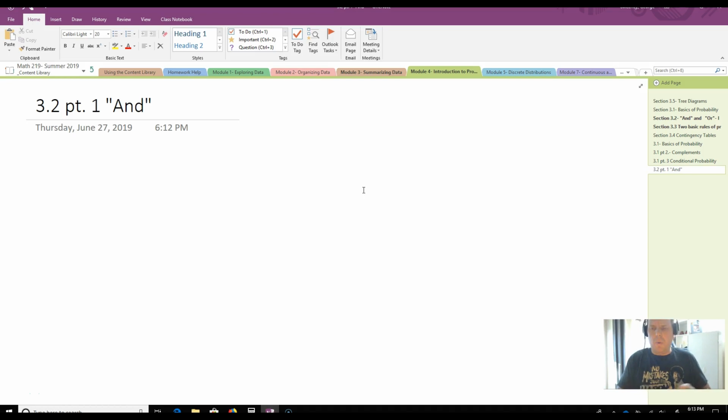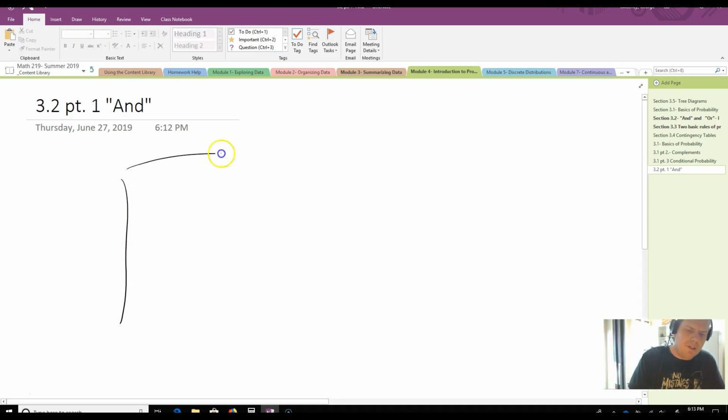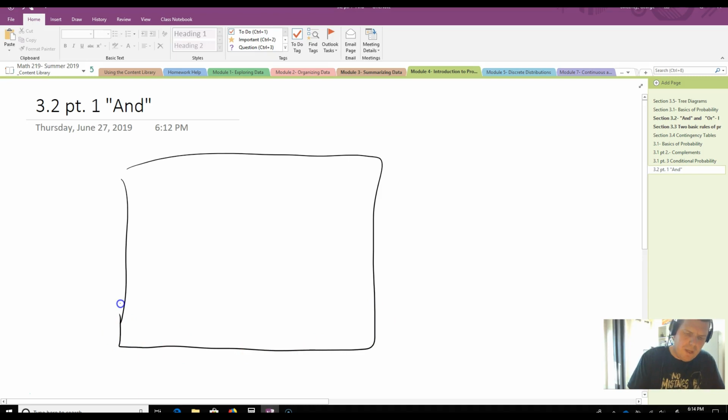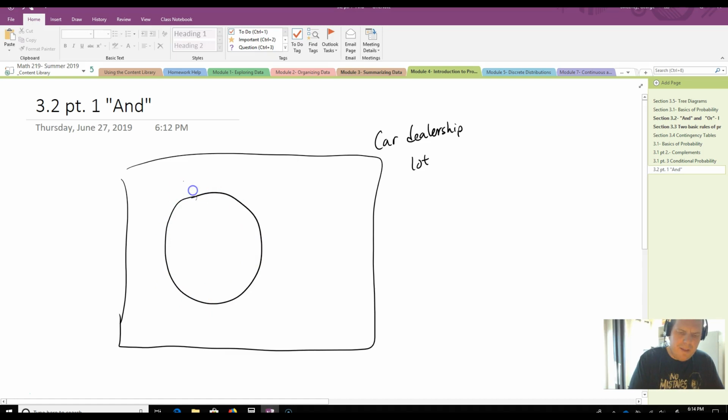All right, so what I'm going to introduce first is these notions of Venn diagrams that we're going to use in order to talk about "and" and "or." So let's suppose that we have a sample space, okay? And this is a car dealership lot. And inside of the car dealership, we have blue cars. And we have Hondas.